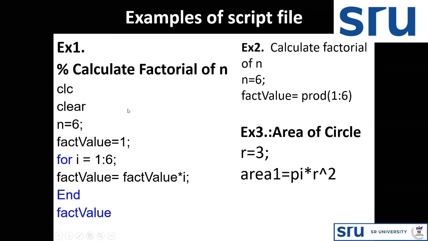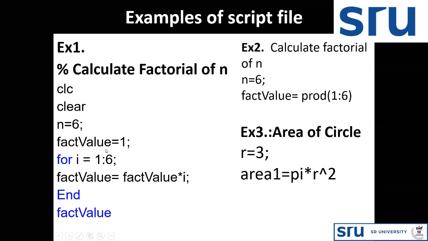For that we will first write clc. Why clc? Because it removes or clears whatever items are present in the command window. Similarly, to remove the variable names we will use the clear command. After that we will enter the value of n for which we want the factorial. Suppose we want the factorial of 6, so we will write n equals 6. Otherwise you can change it to 10 or 12, whatever you want, no issue.